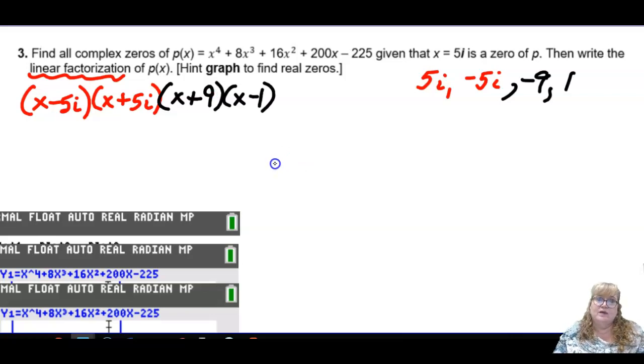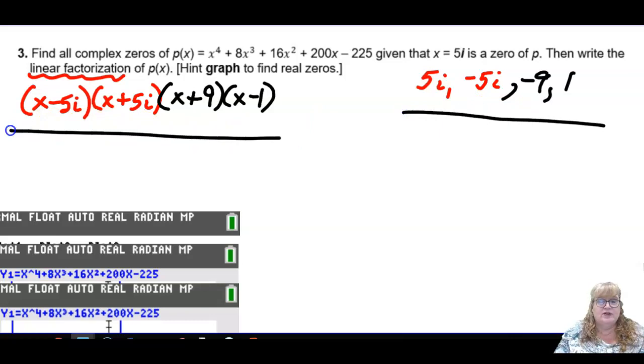Okay? I could show you the long division if we need more practice, but we found all the zeros, so that's all it really asked for. Because 5i was a 0, negative 5i had to also be a 0. So here's the zeros, here's the linear factors.